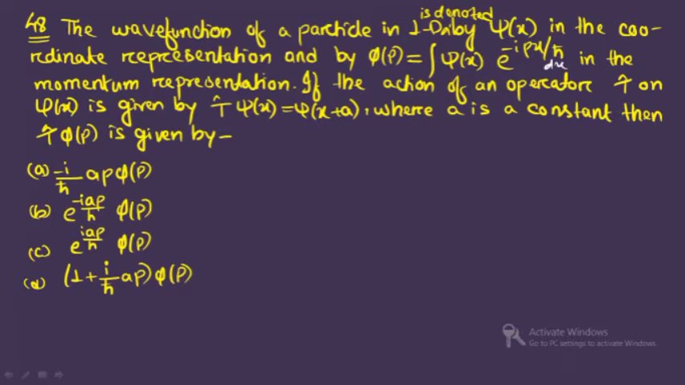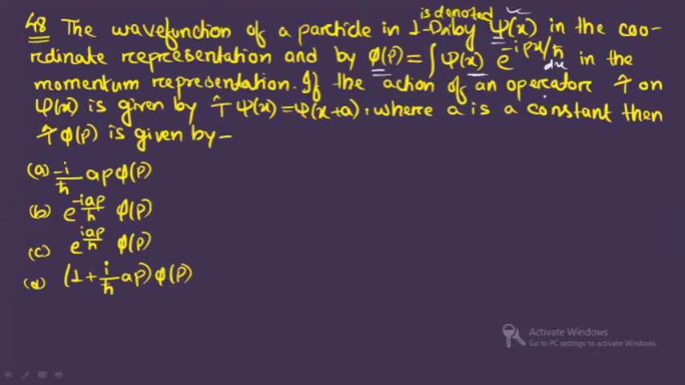given by what? So here you have a wave function of a particle in one dimension. It is denoted by psi(x) in the coordinate representation, and by phi(p) in the momentum representation, which is the integration of psi(x) e to the power minus i p x by h cut dx. This is the momentum representation of the wave function, this is the coordinate representation, and this is in one dimension.